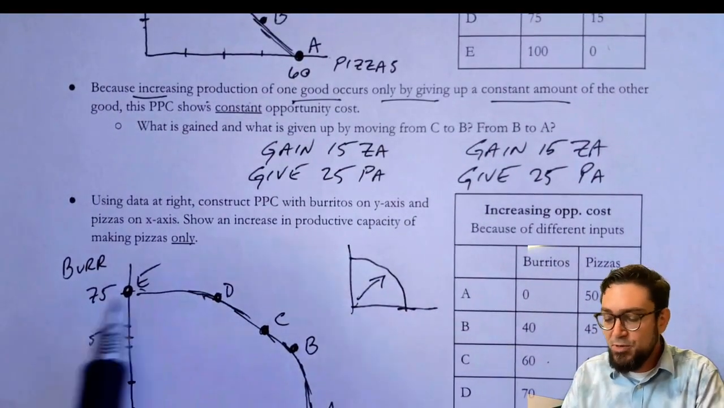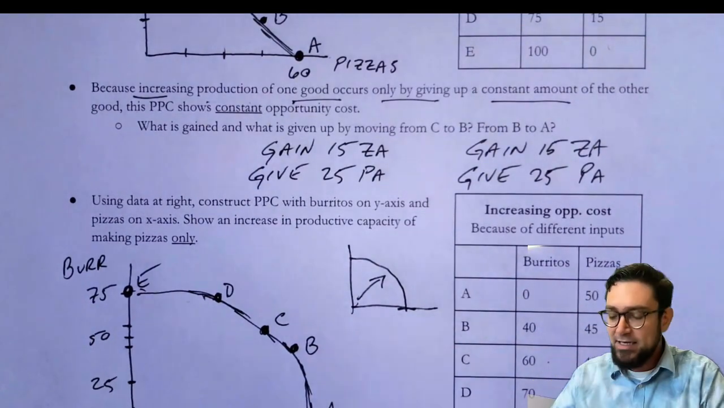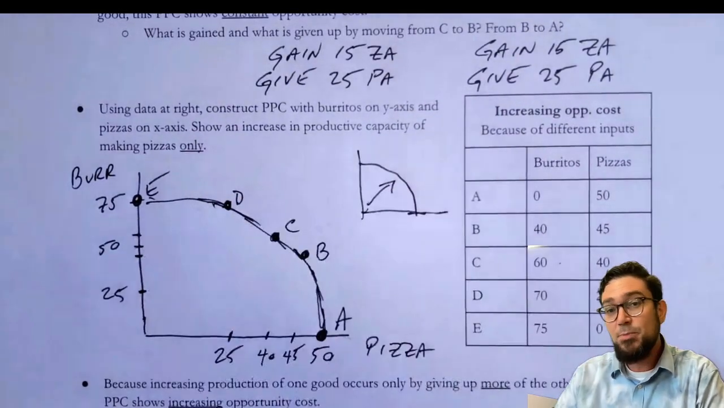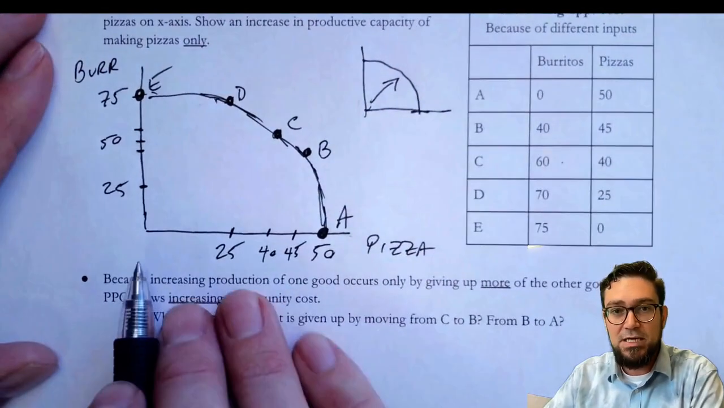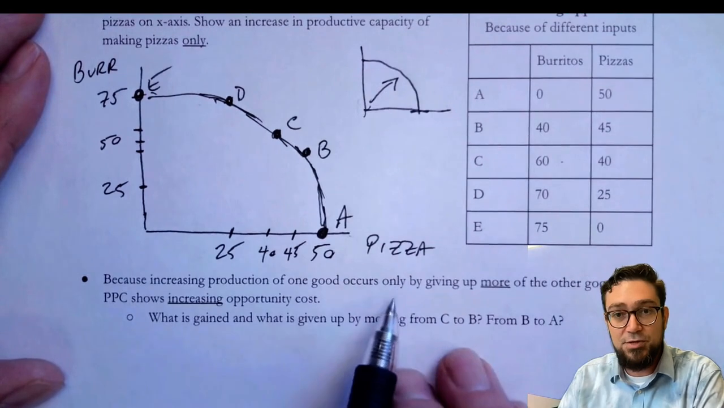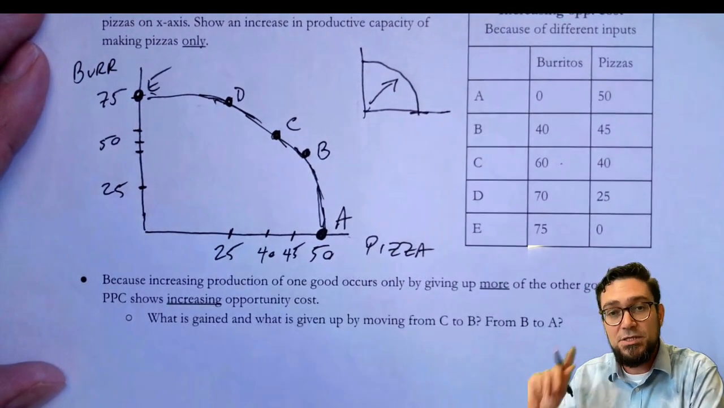So when we see a bowed out curve like that, it means that as you move up, you're giving up larger and larger amounts of the other thing. Now, let's take a look at what that looks like in some numbers. Because we're increasing production of one good by giving up more and more of the other, this shows increasing opportunity cost.